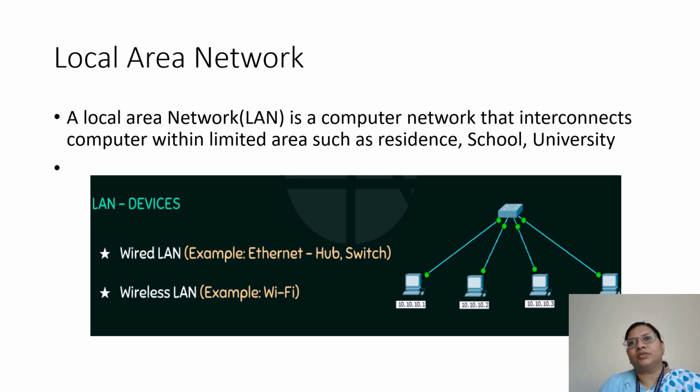In schools, libraries, if you take a college lab, the systems in a particular lab will be connected to the particular network. This is an example for LAN. The devices are wired LAN and wireless LAN. Basically, if you see here, every wired LAN is connected by Ethernet wire. So this is the Ethernet and this is a switch, and the switch or hub is connected to each and every system. And another one is wireless LAN. Wireless LAN example is Wi-Fi.